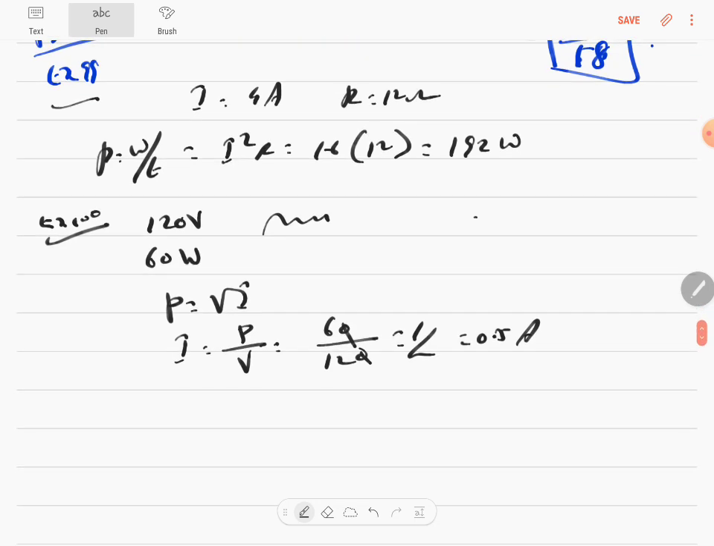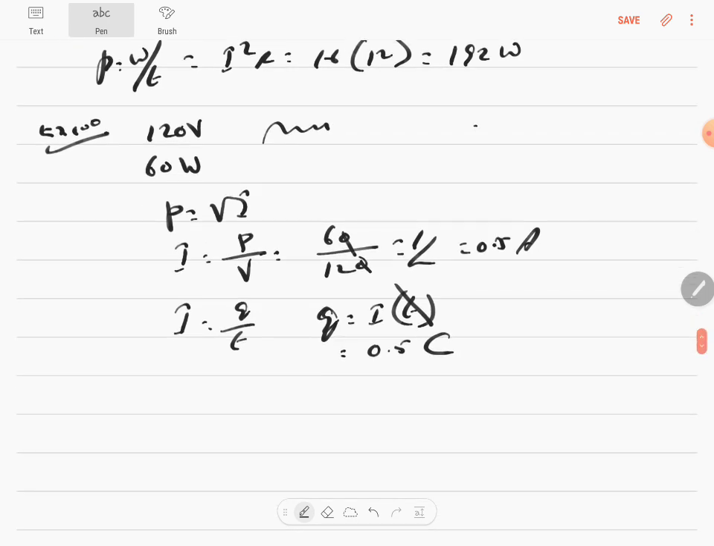The question is how many electrons can flow through. I is equal to Q by T, so Q is equal to I into T. The question is about per second. So the number of electrons flowing through, the charge will be 0.5. What I get is a charge of 0.5 coulomb. But the question is about the number of electrons.